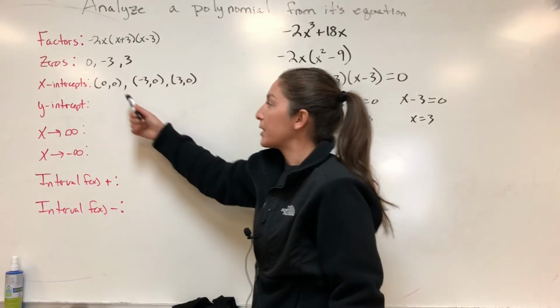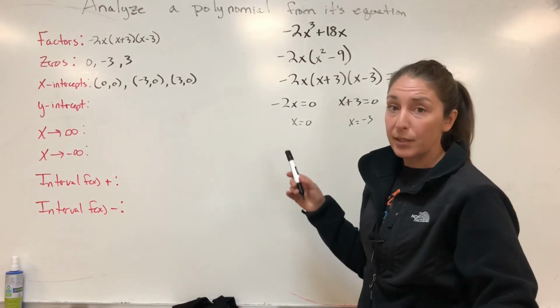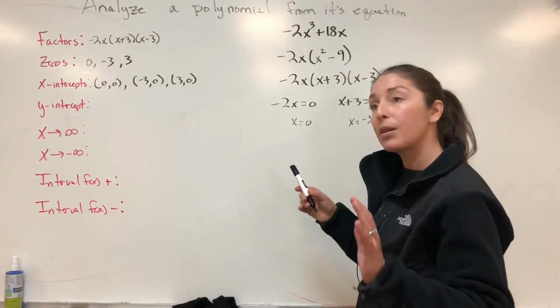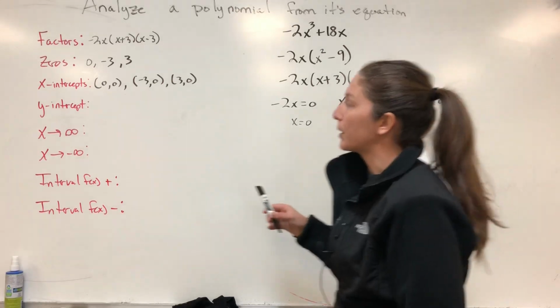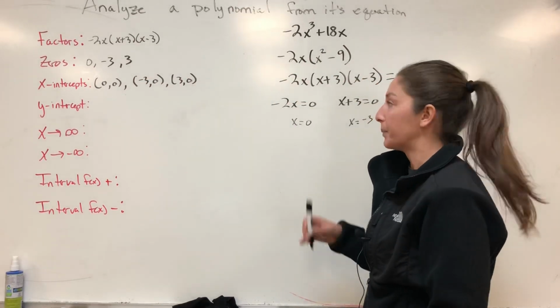Notice I have 3 zeros, and I have a 3rd power. This is also a pattern. It doesn't happen all the time, but at most we can have as many zeros as our leading power, and that's called the fundamental theorem of algebra.